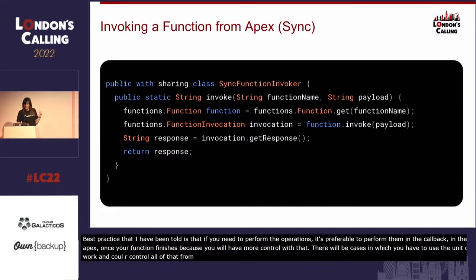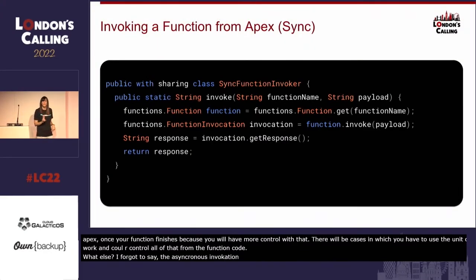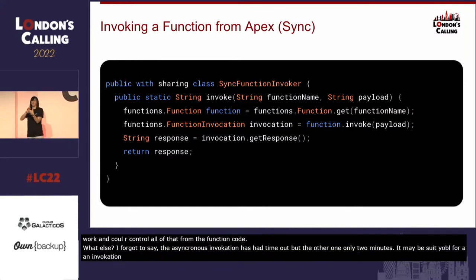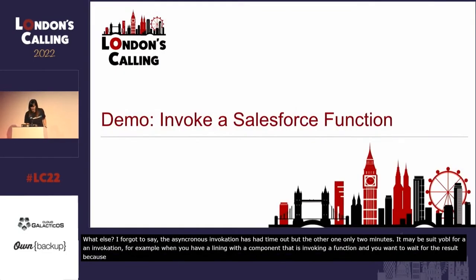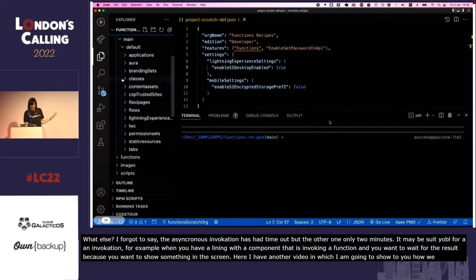What else? I forgot to say, the asynchronous invocation has a timeout of 15 minutes, but the synchronous invocation only 2 minutes, okay? Which use cases may be suitable for a synchronous invocation? For instance, when you have a Lightning Web component that is invoking a function, and you want to wait for the result because you want to show something on the screen. And here I have another video in which I'm going to show you how we invoke that Salesforce function, the one that we created before, okay?